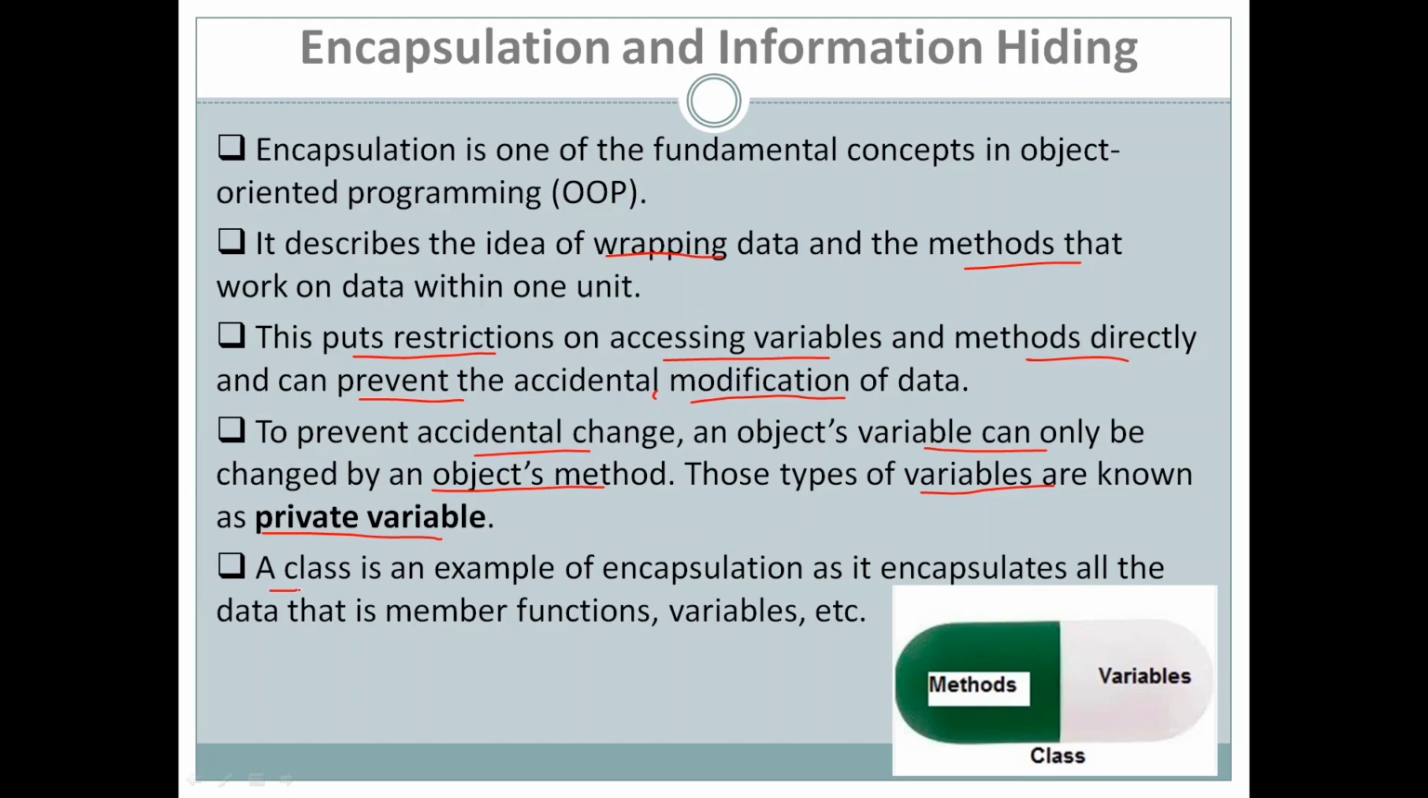A class is an example of encapsulation, as it encapsulates all data members, data and functions, variables, etc. Now in the diagram you can see how a class is represented. A class contains both methods and variables. It encapsulates both methods and variables into a single entity, like a capsule.